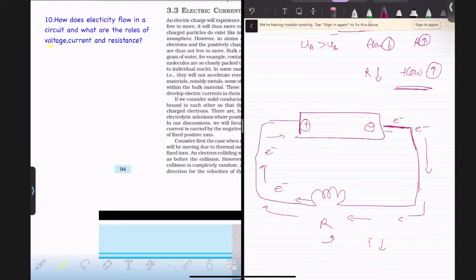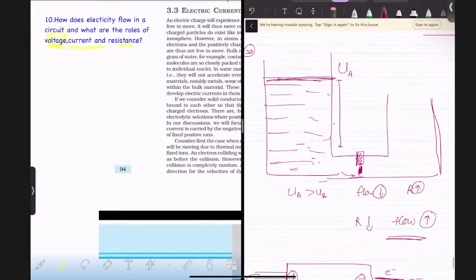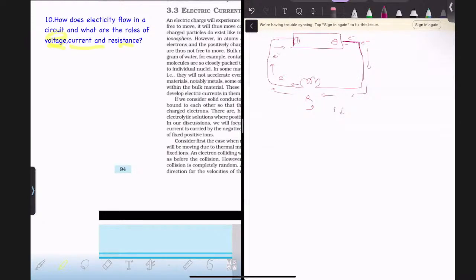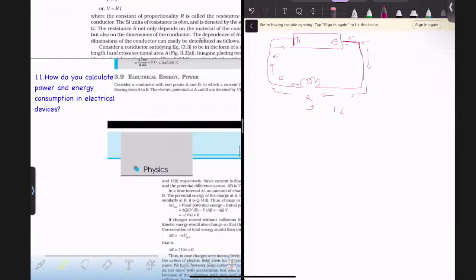So these are the roles of voltage, current and resistance. If the voltage is high, if the energy is more here, if the potential energy difference is more, then the current will flow fast, the water will come faster, which means the current will be faster. And if the resistance is less, the current is fast; if the resistance is more, the current is slow. These are the three differences and this is the way electricity flows.